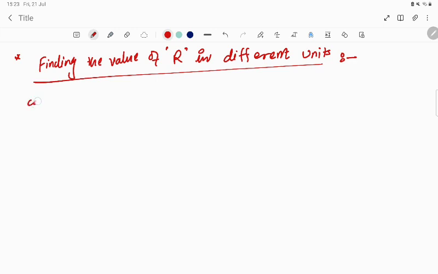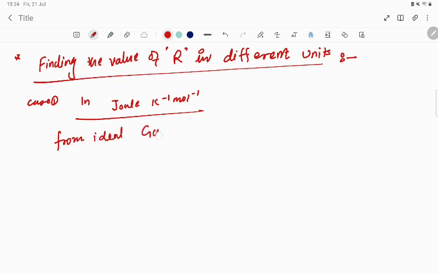Okay. So case 1, let us try to understand, student. In case 1, we have to go in joule, Kelvin inverse and mole inverse. In this unit I want to go, student. So first of all, let us try to understand from the ideal gas equation.